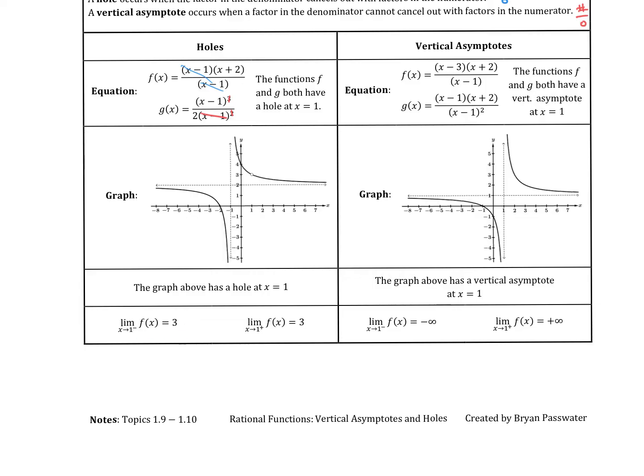So my hole will be at 1, 3. And we'll do it again. All right? But how do you get a hole? You get 0 over 0. Something has to cancel out in that case.